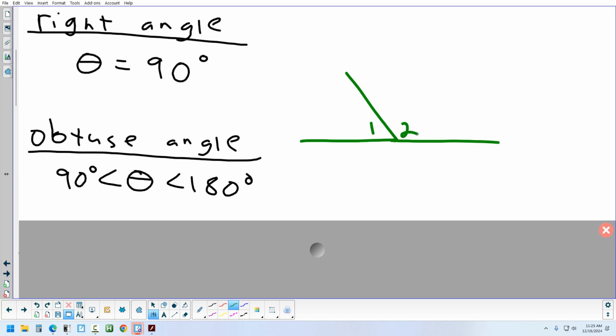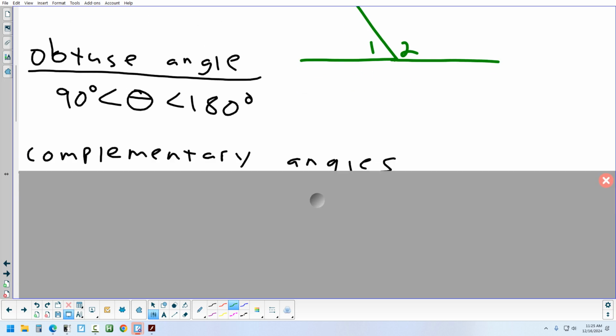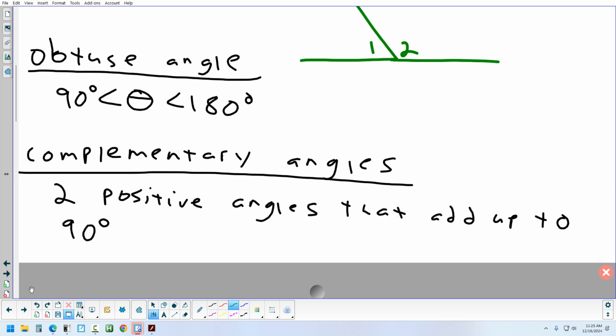Yes, complementary. There's lots of terms here. It's easy to get confused. So it's two positive angles that add up to 90. Positive is important. So if you said like negative 10 and 100, no, those aren't complementary.